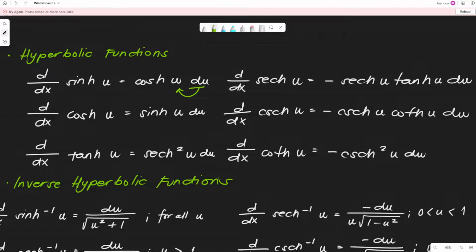Then we have hyperbolic cosine u, the derivative of that is hyperbolic sine u du. The derivative of hyperbolic tangent u is hyperbolic secant squared u du. The derivative of hyperbolic secant u is negative hyperbolic secant u hyperbolic tangent u du. The derivative of hyperbolic cosecant u is negative hyperbolic cosecant u hyperbolic cotangent u du. And last, the derivative of hyperbolic cotangent u is negative hyperbolic cosecant squared u du. It is a bit long to read.